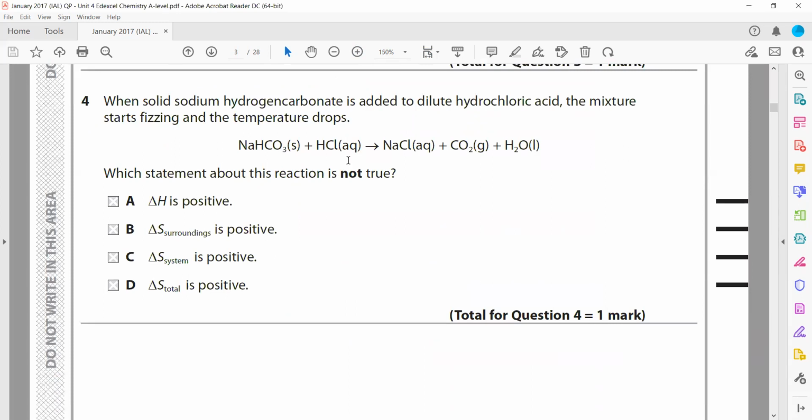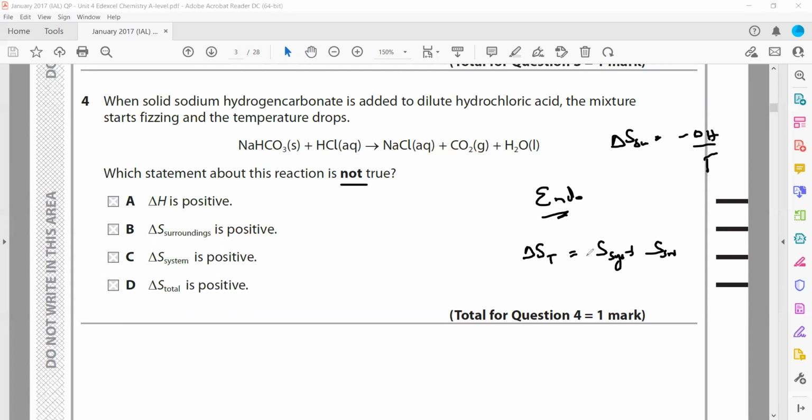In question 4, when solid sodium hydrogen carbonate is added to dilute hydrochloric acid, the mixture starts to fizz and the temperature drops. Which statement about this reaction is not true? Temperature decrease means the reaction is endothermic. For every reaction, total entropy is the system plus surroundings. And what is the entropy change of the surroundings? That is minus delta H by T. So entropy change of the surroundings will be negative.